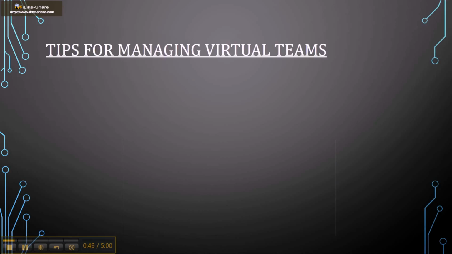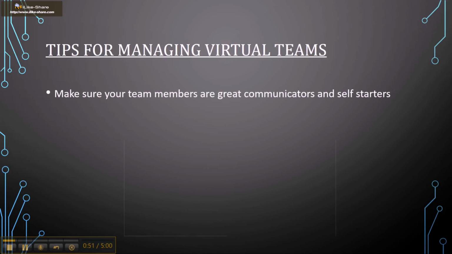Here are some tips for managing virtual teams. First, make sure your team members are great communicators and self-starters. This is because a lot of the team members are going to have to work without any guidance, so they have to be reliable and organized and willing to do that work on their own. Require status reporting. Due to the fact that they won't have a whole lot of guidance, having a status report system will allow you to stay on top of their work and their progress.